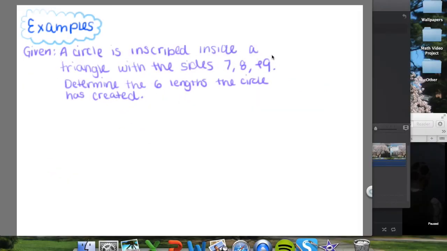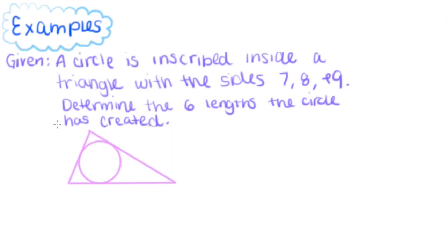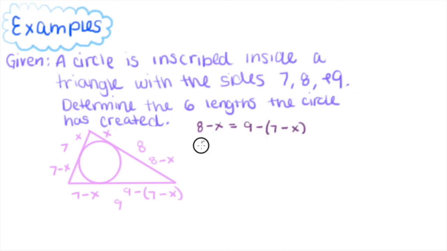So for the last practice problem, we're going to be doing a word problem. The directions are: a circle is inscribed in a triangle whose sides are 7, 8, and 9. Determine the length of the 6 segments from the vertices to the points of tangency. So let's draw a circle inscribed in a triangle, and these will be the sides. So both of these will be X. Since this entire side is 9, this side right here is going to be 9 minus X, and same with this side here because they're congruent.